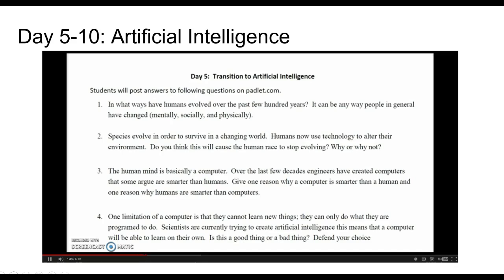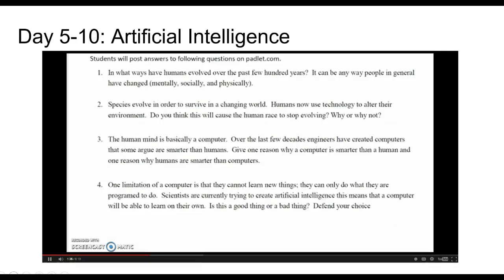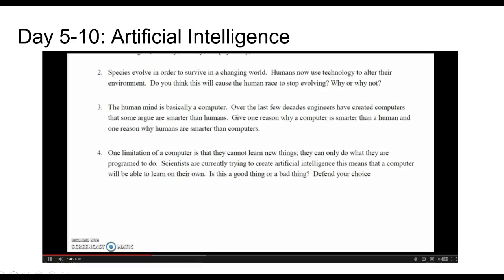Basically, by the end of today, what I want them to get to is choosing whether the development of artificial intelligence is good or bad. And they might have ideas for both, but I want them to pick one side or the other.